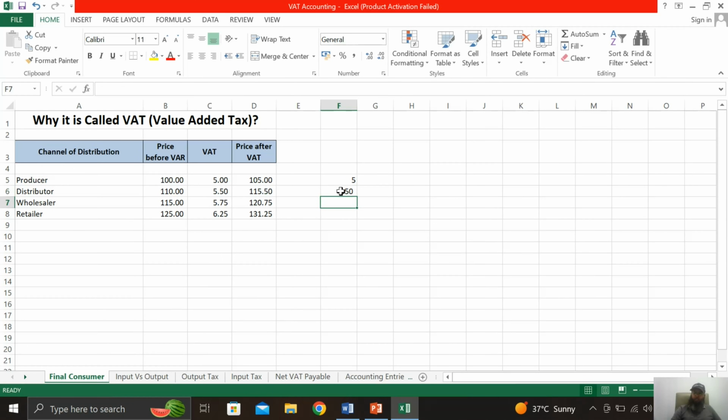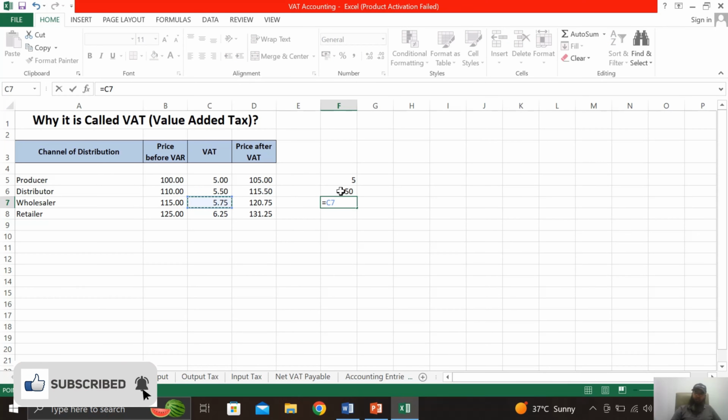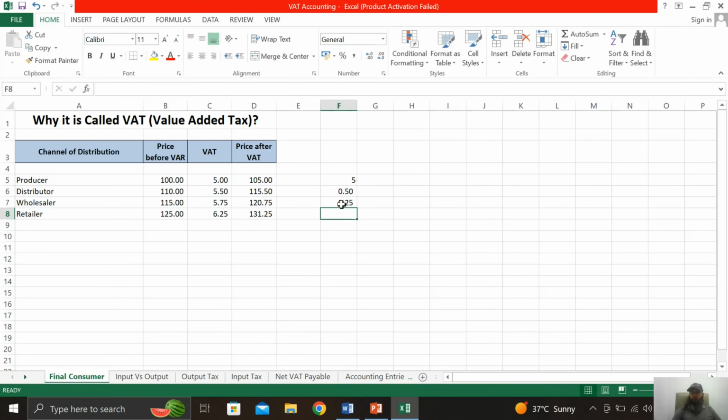Then how much will the wholesaler pay? The wholesaler will pay 5.75, what he charged to his customer, minus what he paid to the distributor. So 0.25 he will pay to the government for this item. And how much VAT will this retailer pay to the government?